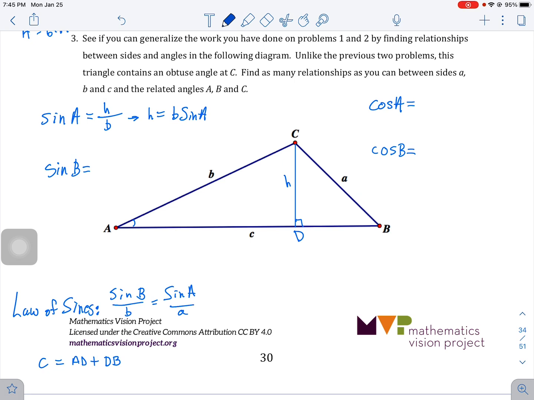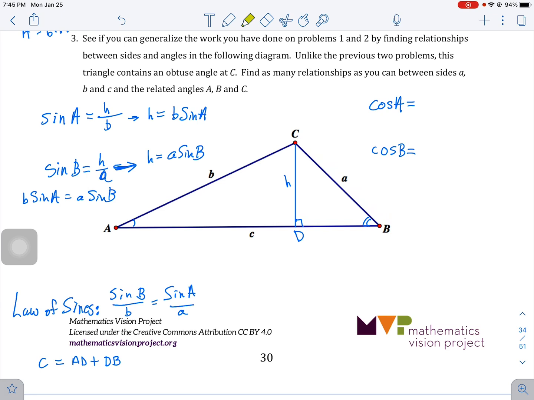Okay, and then I can also look at B. The sine of B, opposite over hypotenuse, is going to be H over A, and I can also rewrite that as H is equal to A times the sine of B. Now given that both of those are equal to H, I can now write an equation that B sine of A equals A sine of B.